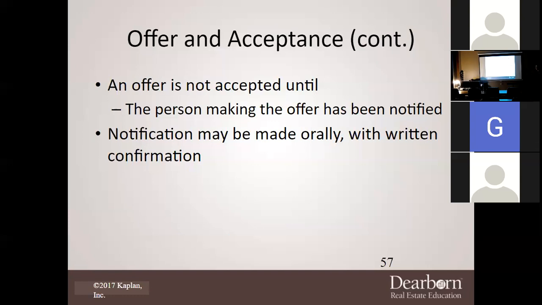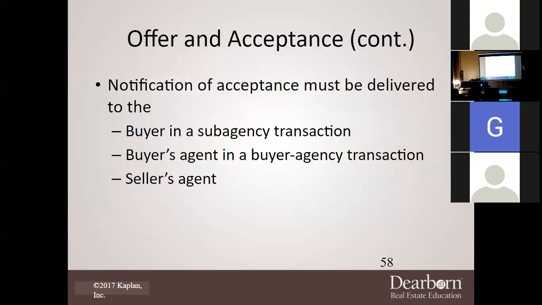And notification, here's the good thing, may be oral. So Mr. Eugene could call me and say, look, I accept your offer. I'll be sending over the paperwork. We're under contract. Okay. Now, notification of acceptance must be delivered to the agent or to the buyer in a sub-agency transaction. If there is a buyer's agent in a buyer agency transaction, or the selling agent.